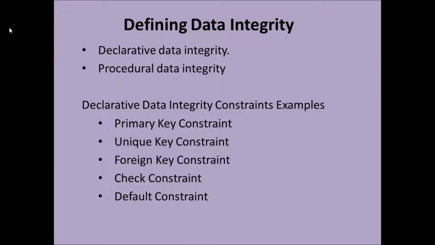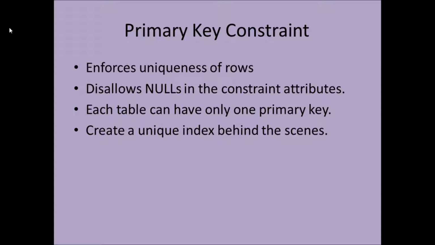For example, primary key constraint, unique key constraint, foreign key constraint, check constraint, and default constraint. First, we will talk about the primary key constraint. A primary key constraint can be created on a single column or more than one column of a table which are unique for that table. It enforces uniqueness of rows. It means that any attempt to change or insert a primary key column value which violates the uniqueness of rows will be rejected by SQL Server.